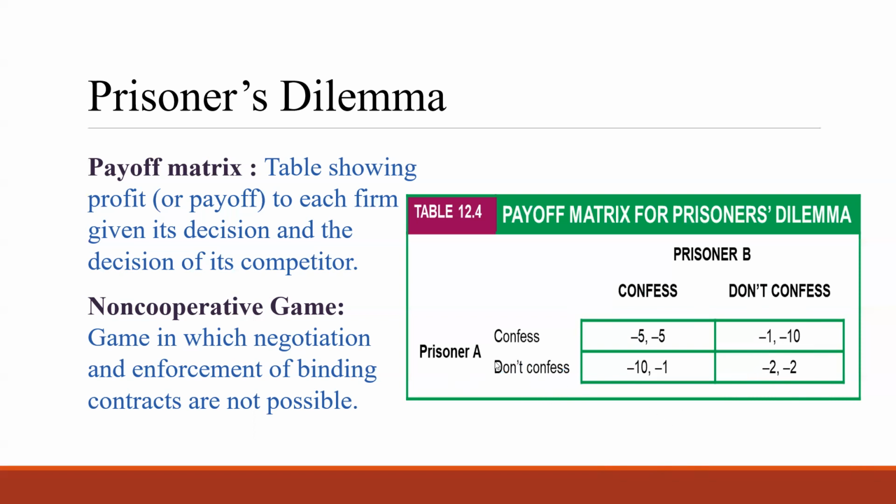Okay, but if each of them is blindfolded, they have no idea what the other prisoner is going to do, and there is a threat. If you choose not to betray, but if you are betrayed by the other, you're going to receive a much harsher punishment, which is 10 years in jail. Then what will be the result? That's a non-collaborative game that we are looking into. That is a game in which negotiation and enforcement of binding contracts or collaborations are not possible. And in that case, each player is only thinking about how to make their own life better.